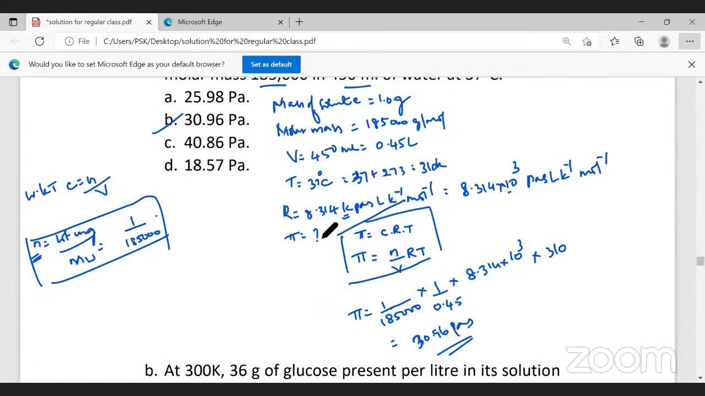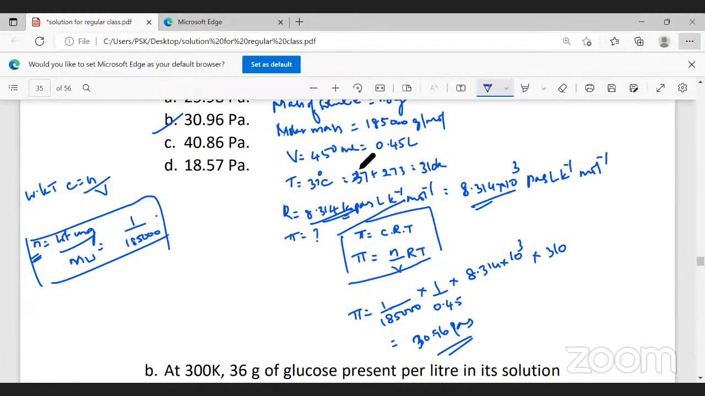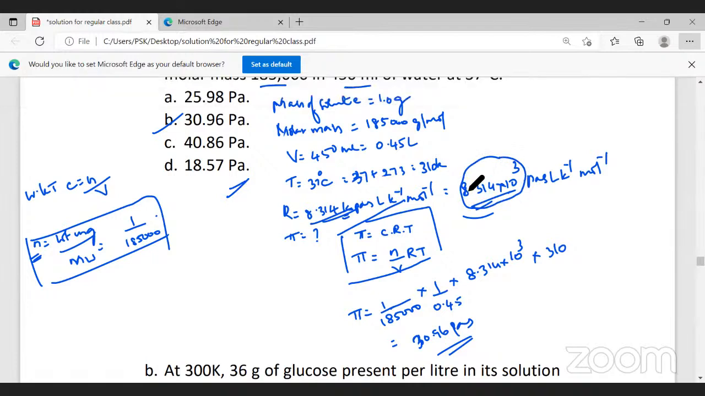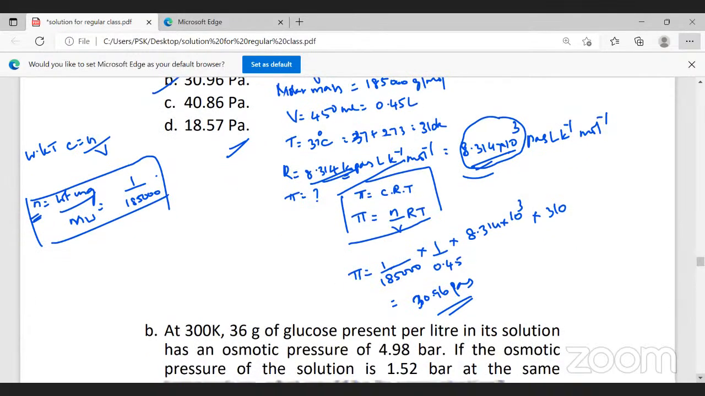Please remember, when the units are given in Pascal, you have to take R as 8.314 into 10 to the power 3. In other units, you will take R in a different way. Whenever they have given the osmotic pressure in terms of pascals, you have to take R as 8.314 into 10 to the power 3 Pascal liter per Kelvin per mole. Clear with this? Simple problem? Yes? The next question.